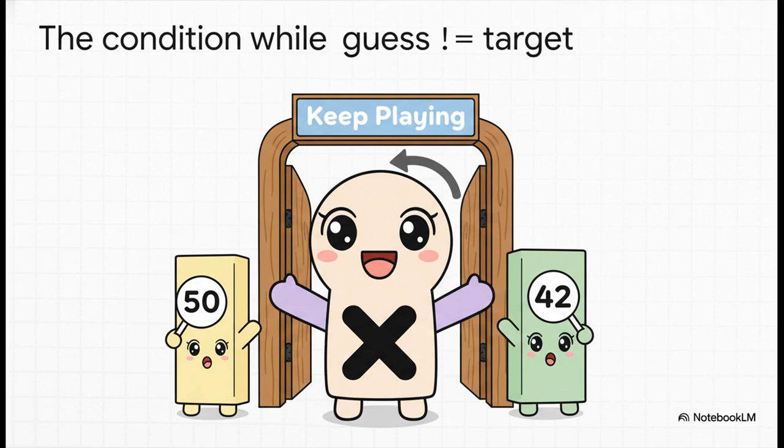Now, the real engine of this loop is its condition. That little not equal to symbol just means not equal to. So what we're saying is, as long as the statement guess is not equal to target is true, keep this loop running. The very second the player guesses correctly, that condition becomes false, and boom, the loop stops. That's how the program knows the game is over.